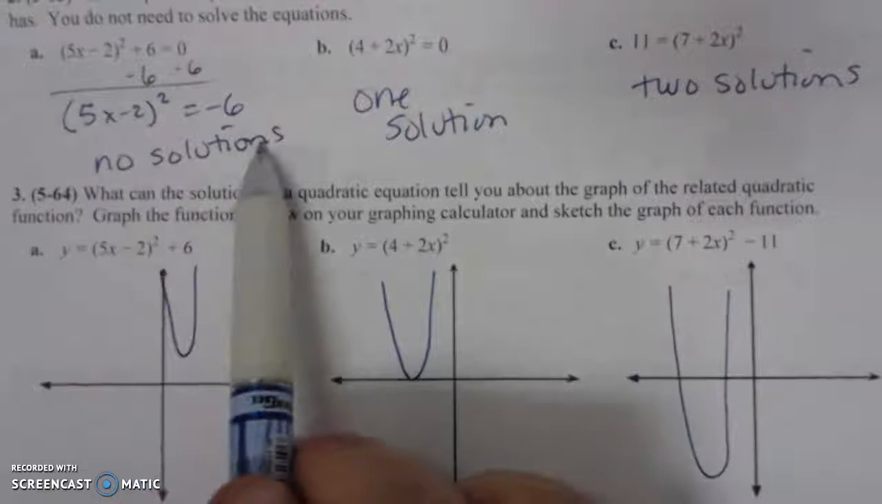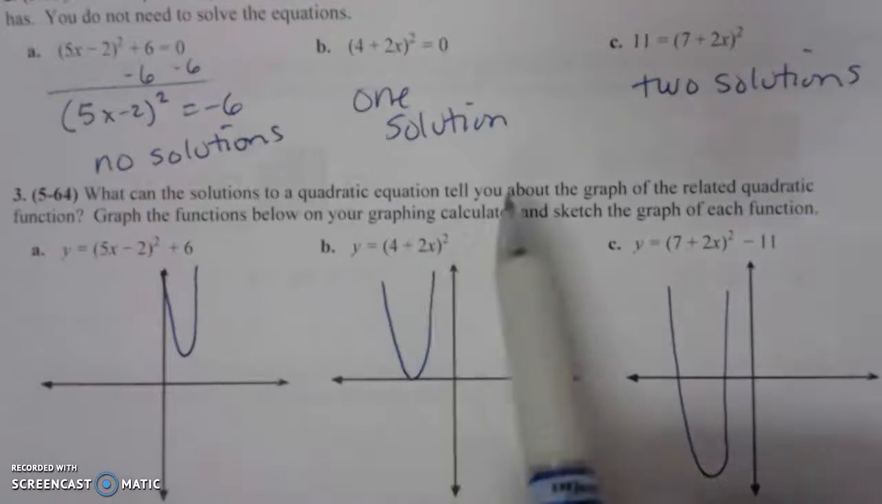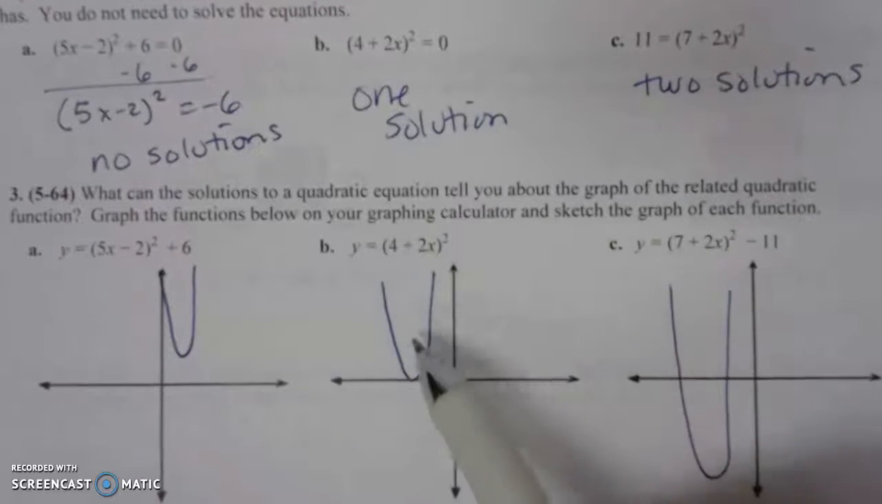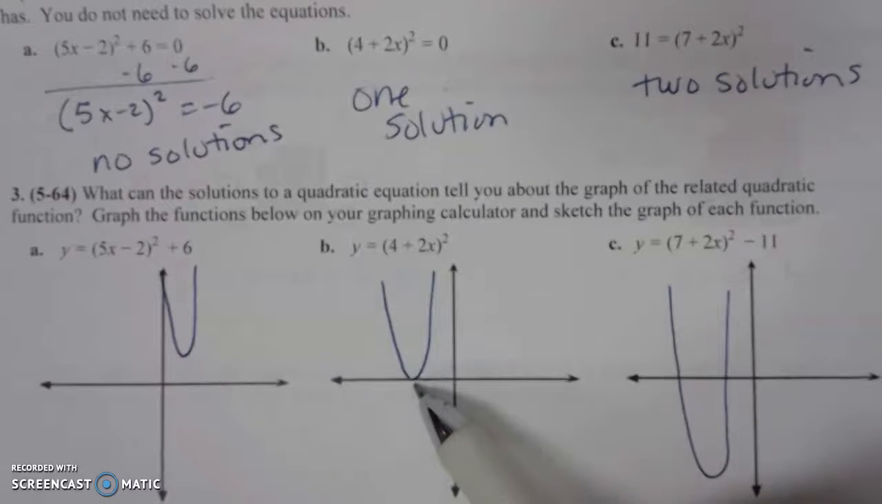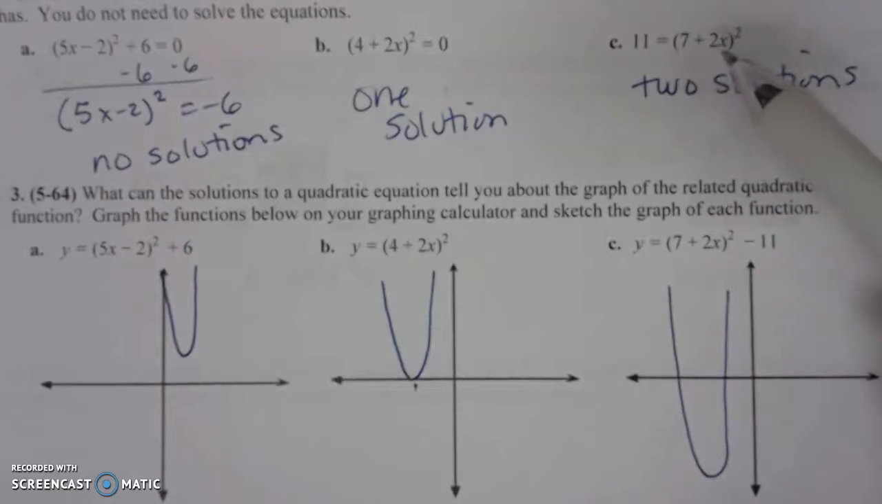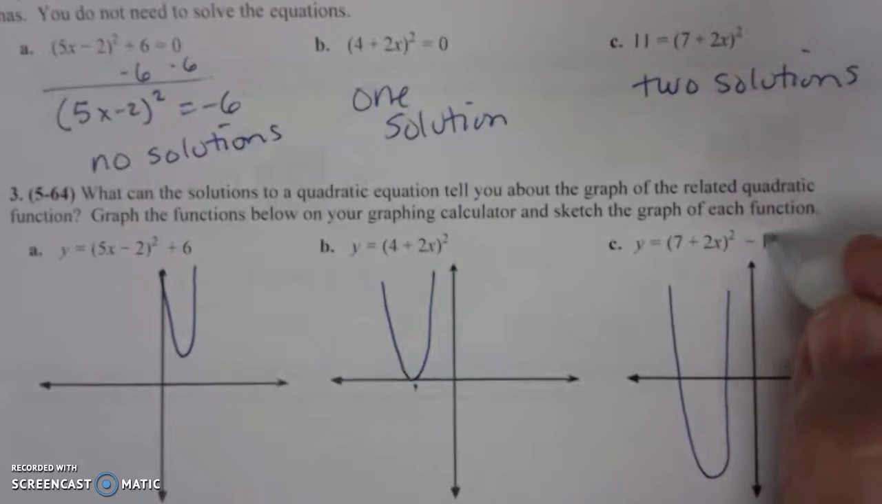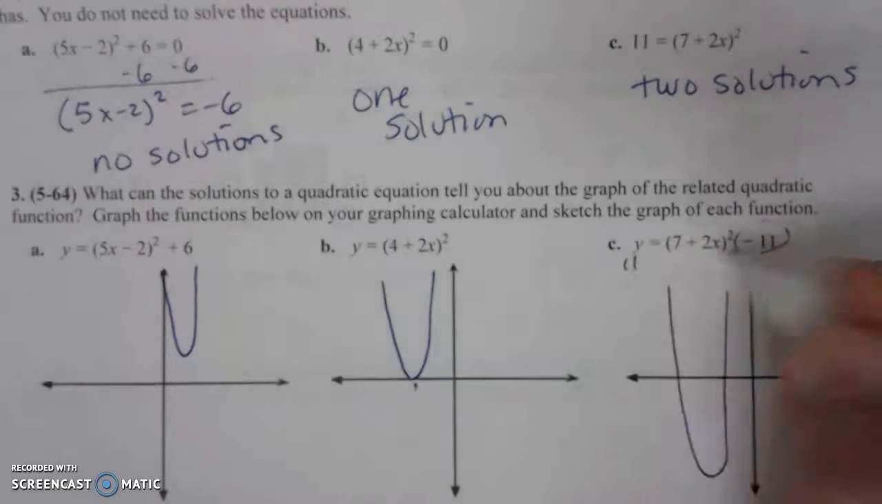Now check this out. This has no solution. Look at how many times this parabola or this graph touches the x-axis. 0 times. This has one solution. Look how many times this parabola touches the x-axis. And this has 2 solutions. If I move this 11 over here, that would be 11.